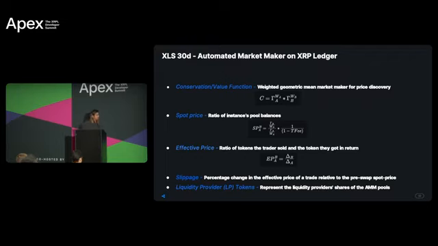All right, so now let's get into the technical details of the automated market maker on XRP Ledger. Because of the newness of AMMs, a lot of AMMs have tried different mathematical models, different economic models, different security models to design AMMs. Some are very specific, some are more general. We chose a weighted geometric mean market maker for price discovery.